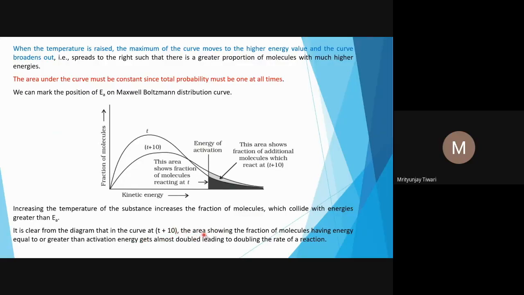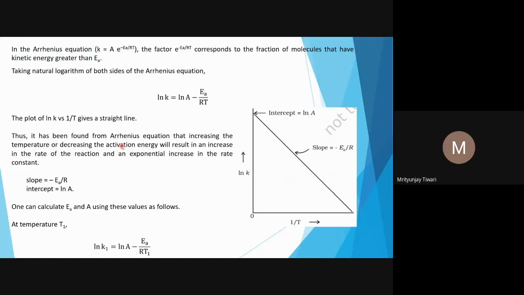It is clear from the diagram that for the curve at T plus 10, the area showing the fraction of molecules having energy equal to or greater than activation energy gets almost double, leading to doubling the rate of reaction. So this total area almost becomes double the initial black shaded area. This is what one can see from the curve as well.